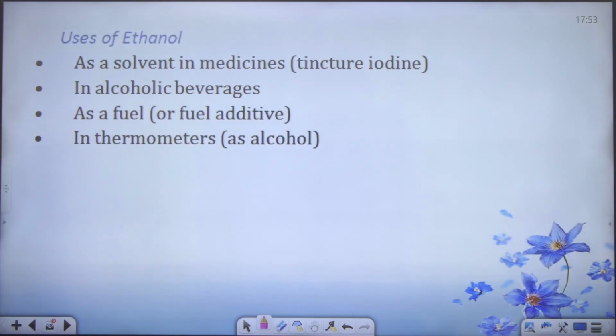Uses of ethanol: it is used as a solvent in medicines, in alcoholic beverages, as a fuel, and in thermometers.